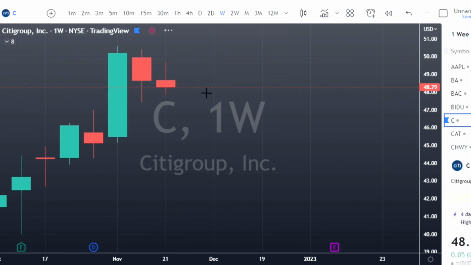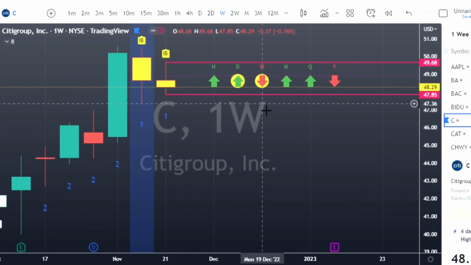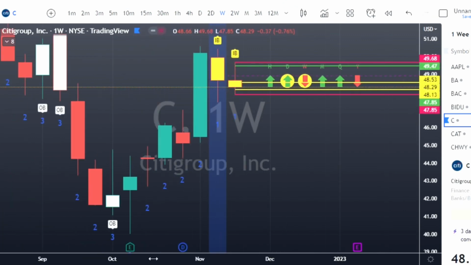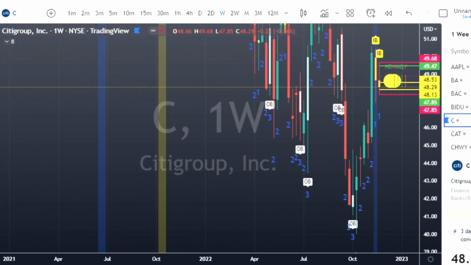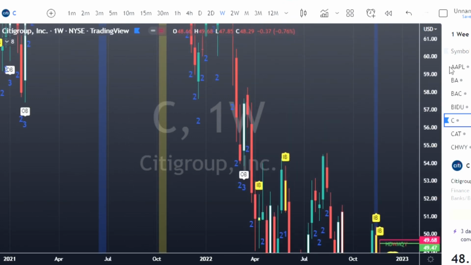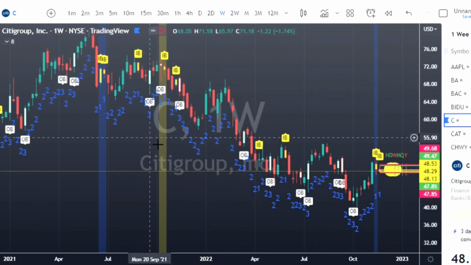88. Citigroup, inside bar again, double inside bar. So the last time we had a double inside bar on a weekly setup on Citibank, we have to go all the way back to June. It's a rare, super rare pattern, but really, really powerful at times.